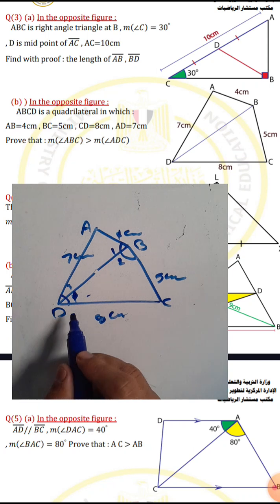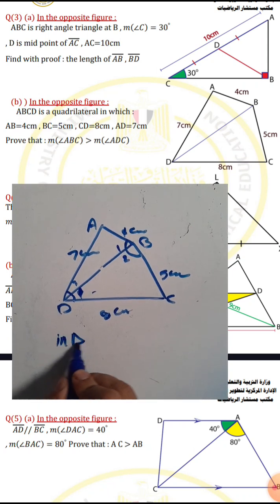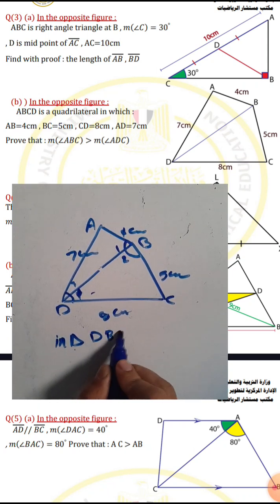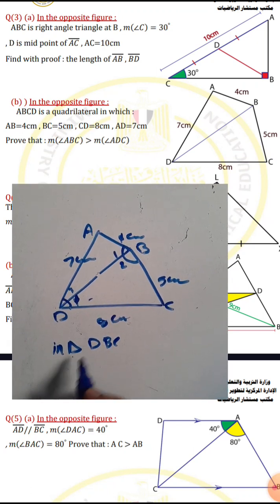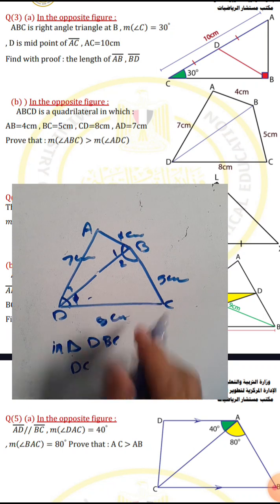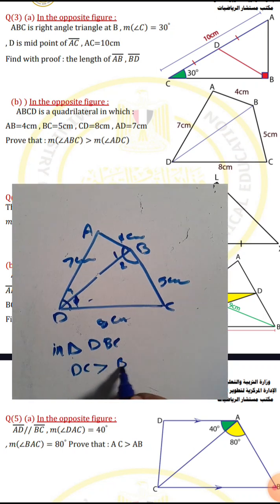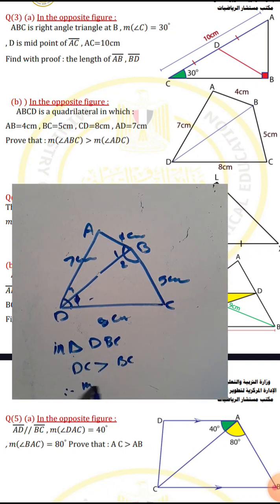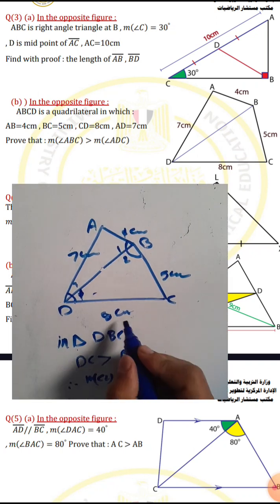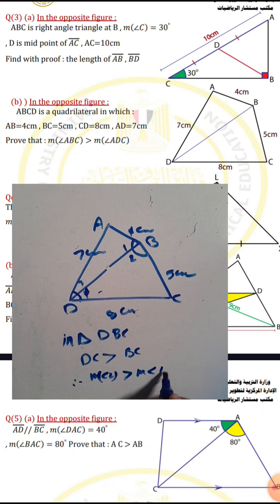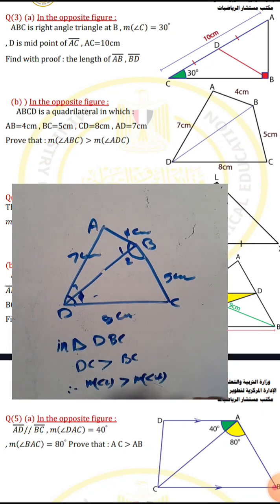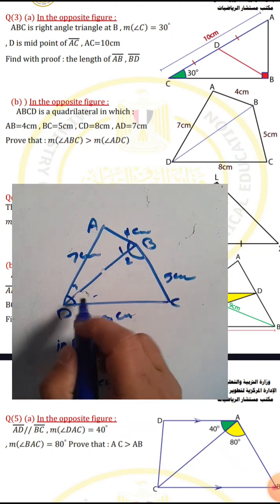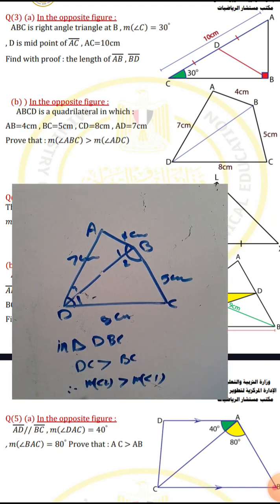In triangle DBC, the first triangle here, we have DC equal to 8 centimeters. DC is greater than BC. Then the measure of angle 2 will be greater than the measure of angle 4. Why? Because angle 2 is opposite 8 and angle 4 is opposite 5. Angle 1 is opposite 5 centimeters.